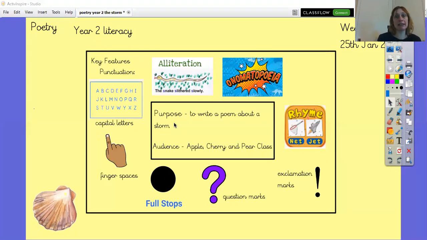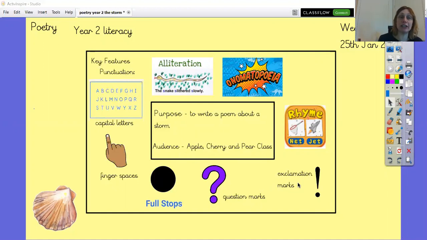So the purpose: we are going to be writing a poem about a storm, and we're going to obviously be sharing that with all the children in Key Stage 1. So here are the features that we're expecting to find within our poem, or some of the features that you will find inside poetry in general. So obviously punctuation is very important: capital letters, finger spaces, full stops. You might find a question mark or an exclamation mark.